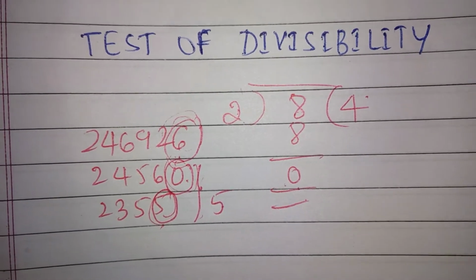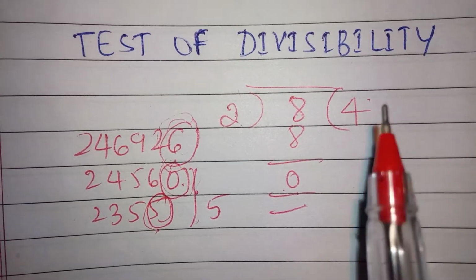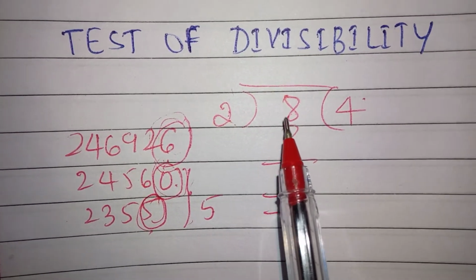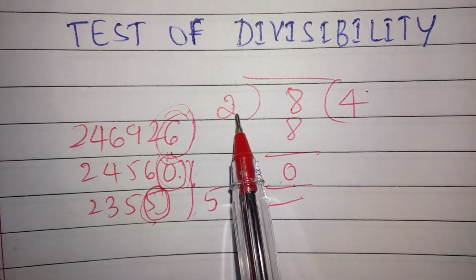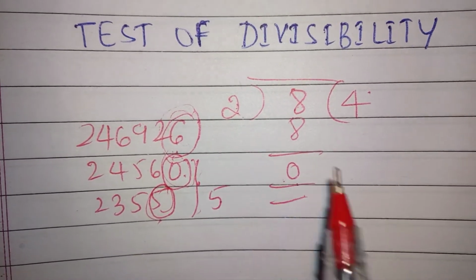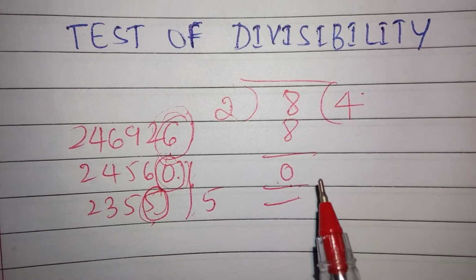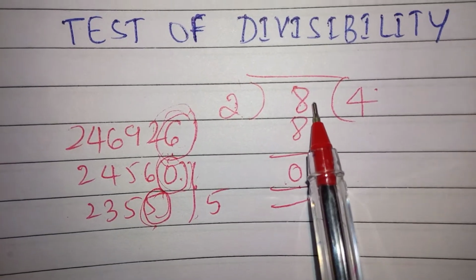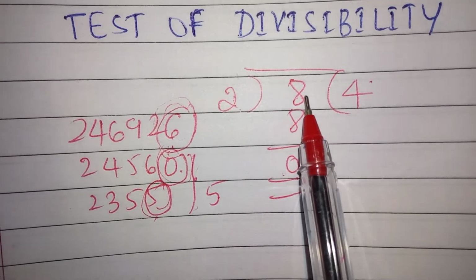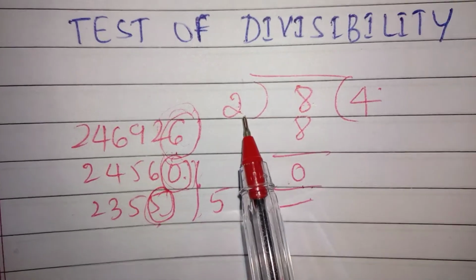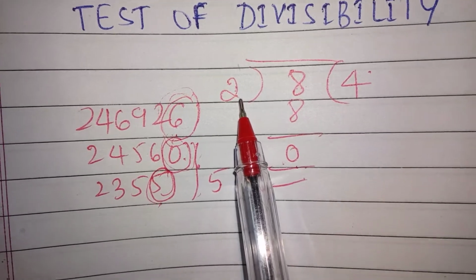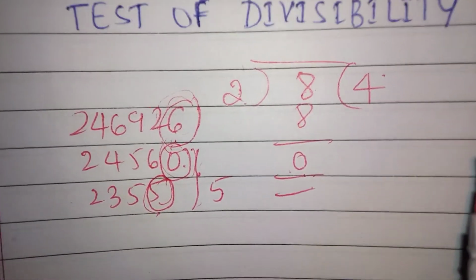To put the test of divisibility simply, the number should be exactly divisible by the other number, and you need to get the answer as 0. If you get the answer as 0, you will know that 8 is correctly, properly divisible by 2.